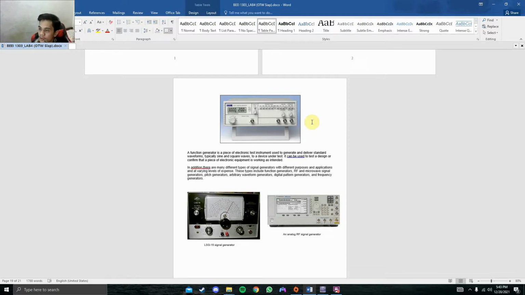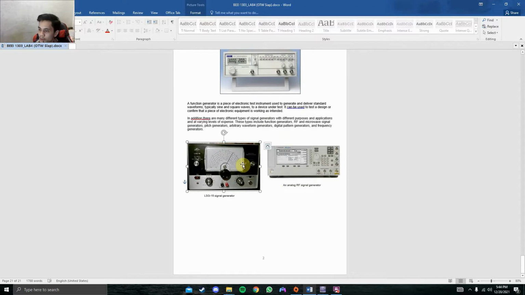In addition, there are many different types of signal generator with different purposes and applications and at varying levels of expense. These types include function generator, RF and microwave signal generator, pitch generator, arbitrary waveform generator, digital pattern generator, and frequency generator. This is an example of a function generator. Then the LSG15 signal generator and analog RF signal generator.